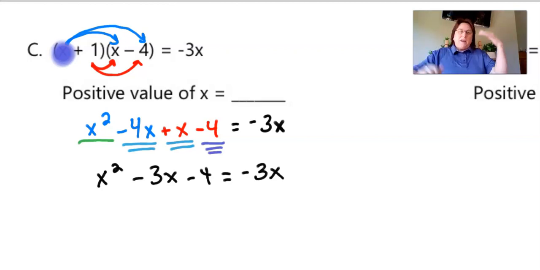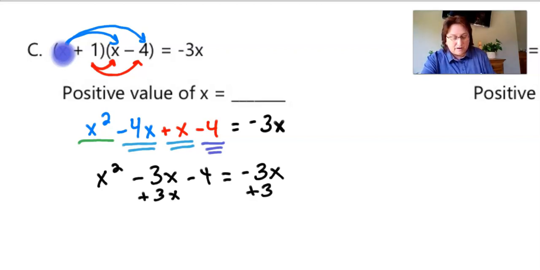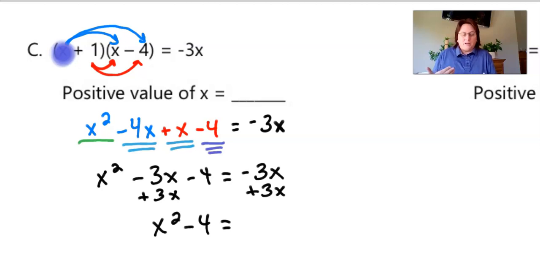Wait a minute. We have an x on the right-hand side and an x on the left-hand side. We need to combine those. So when I combine those, I add 3x to either side. Look what happens: I end up with x squared minus 4 equals -3x plus 3x, which equals 0. So how do I solve that now?